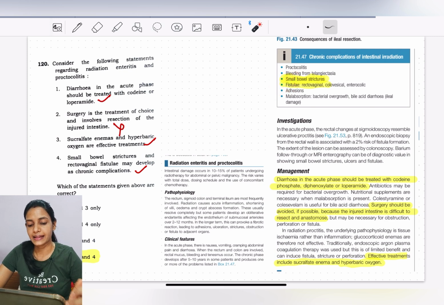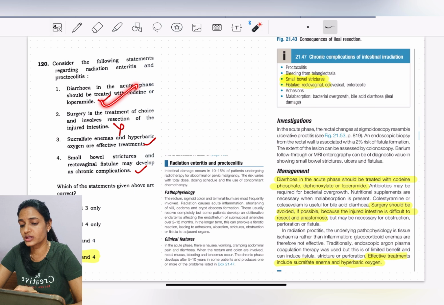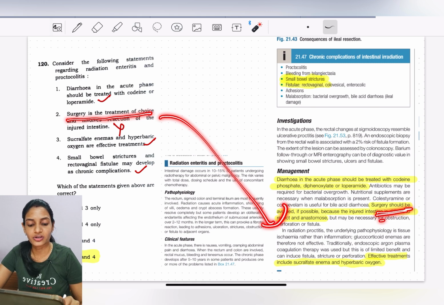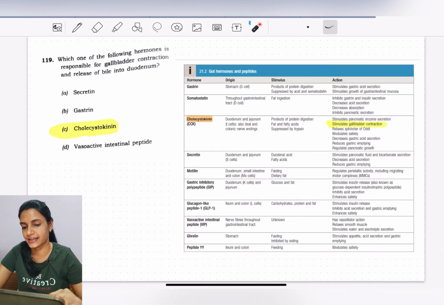fistula are there. Next, if diarrhea happens in the acute phase, then that should be managed by codeine phosphate, diphenoxylate or loperamide. Third thing is that surgery should be avoided. Why? Because the injured intestine is difficult to resect and anastomose, so there is no use of surgery in these cases. And effective treatments include sucralfate enema and hyperbaric oxygen. So statements 1, 3 and 4 are true. Second is wrong. Why? Because they are saying surgery is the treatment of choice, and we have just now discussed that surgery should be avoided in this case. So 1, 3 and 4 are true.